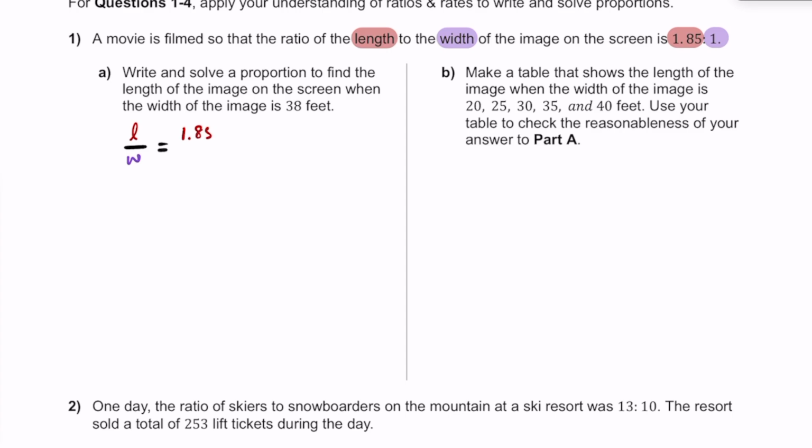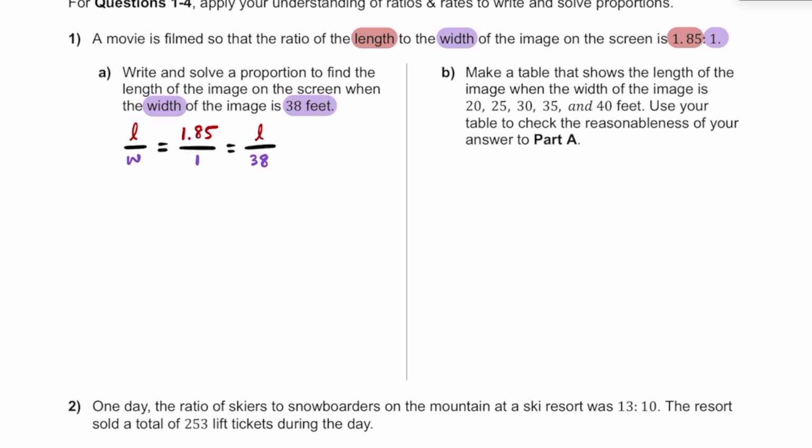We're going to write 1.85 on top. We're going to go ahead and put this 1 on bottom, so we kind of have a unit ratio here. And they're saying, what if the width is going to be 38 feet here? So the width, they're saying, is going to be 38 feet. So where is that going to go? Well, let's keep things nice and consistent here. The width is going to go on the bottom. And then we're going to go ahead and write our unknown here for the top. If we don't know the top here, that's just going to be L, or you can use X or something like that.